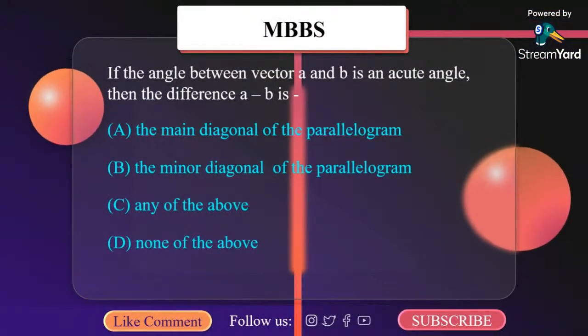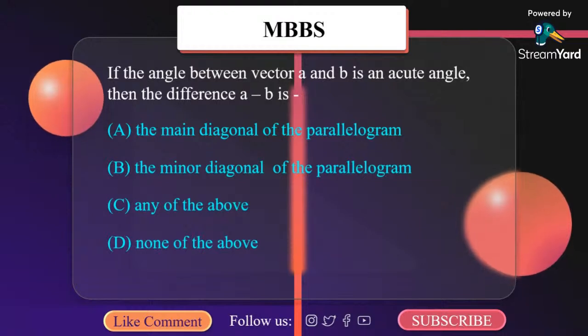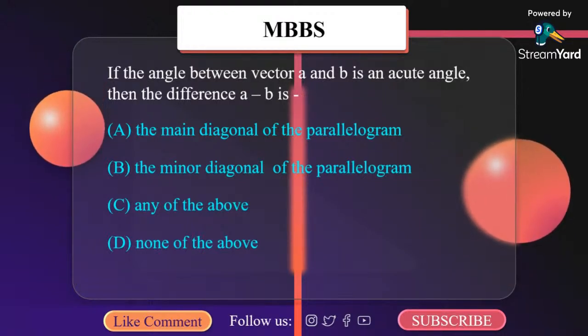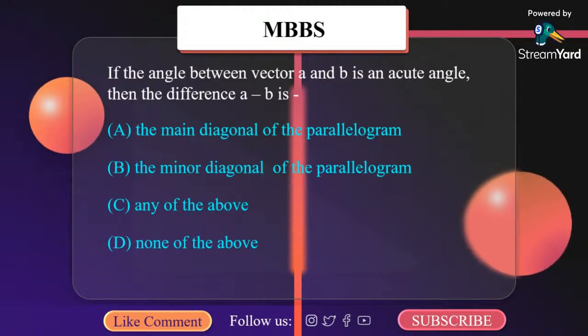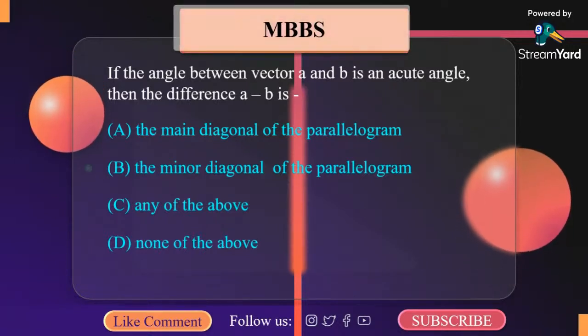If the angle between vector A and B is an acute angle, then the difference A minus B is A the major diagonal of parallelogram, B the minor diagonal of parallelogram, C any of the above, D none of the above. It is the minor diagonal of parallelogram.